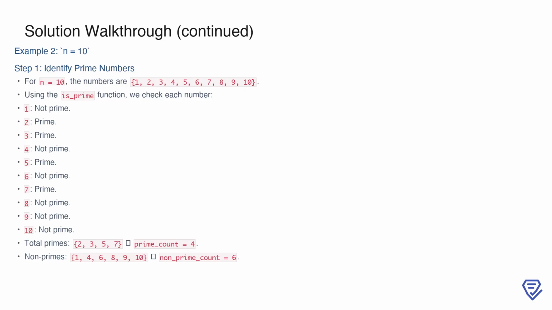The numbers from 1 to 10 are 1, 2, 3, 4, 5, 6, 7, 8, 9, and 10. Using the is_prime function, we check the primality of each number. Number 1 is not a prime. Number 2 is a prime. 3 is a prime. 4 is not a prime because it is divisible by 2. 5 is a prime. 6 is not a prime. 7 is a prime, while 8, 9, and 10 are all non-primes. This gives us 4 primes, 2, 3, 5, and 7, the remaining 6 numbers are non-primes. So, the prime count is 4, and the non-prime count is 6.